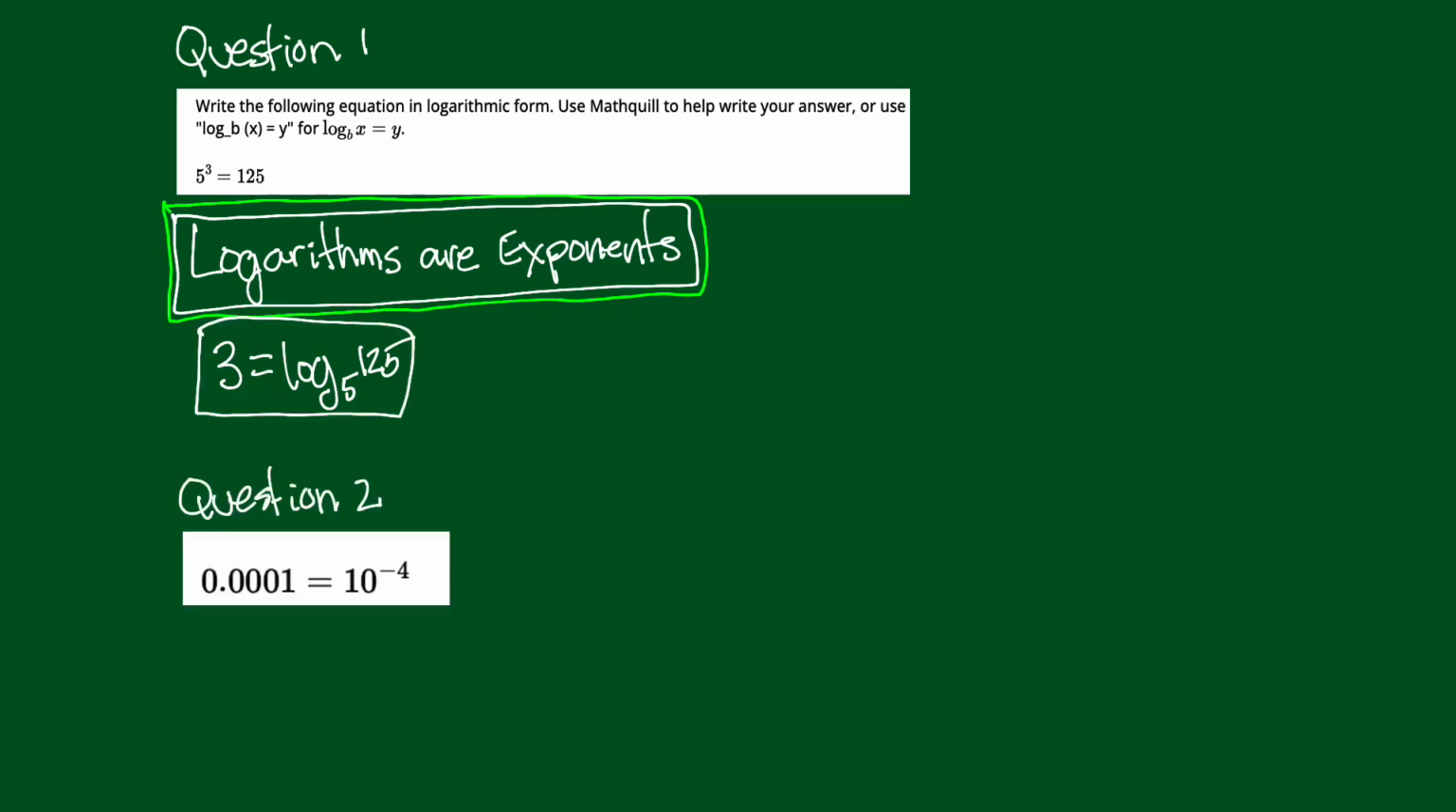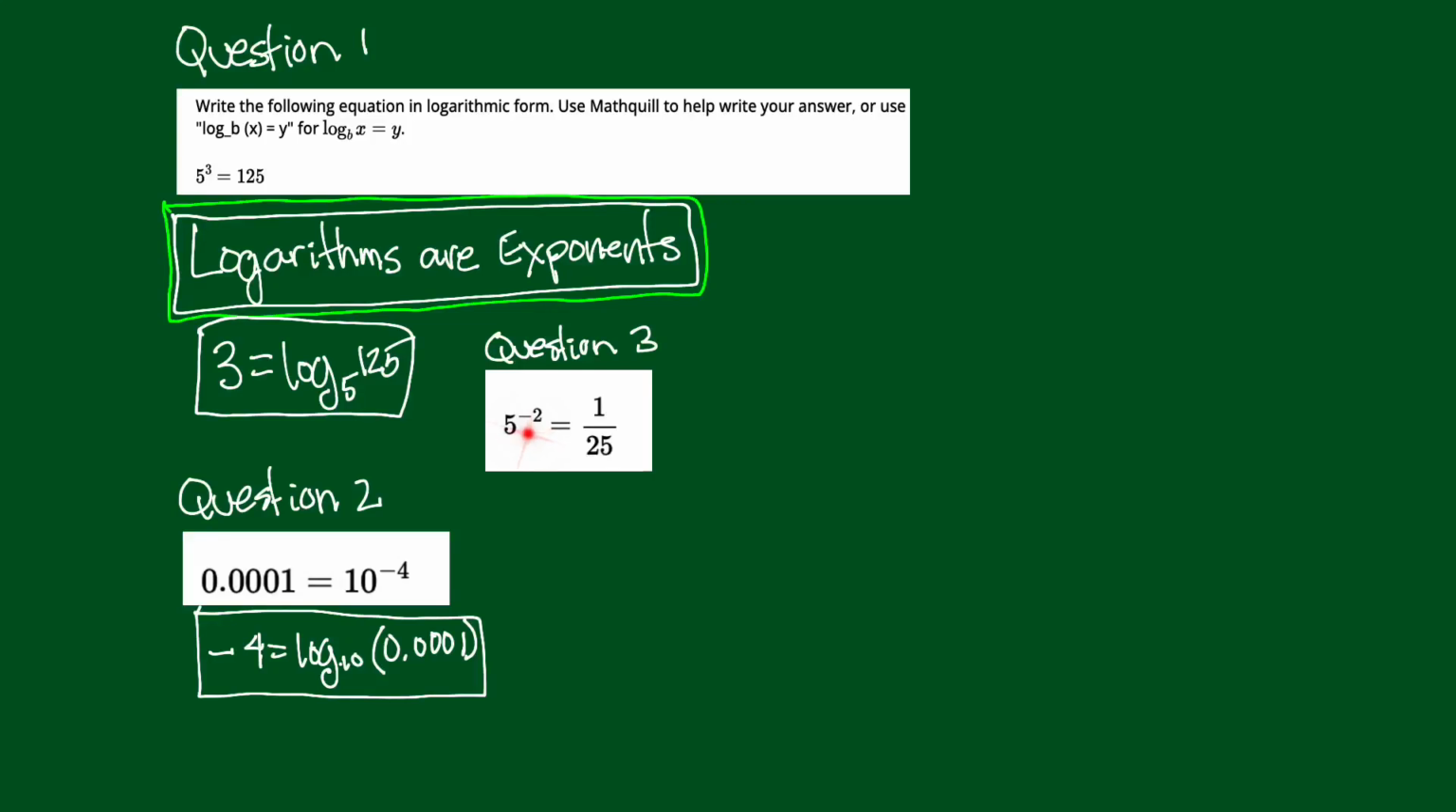In question 2, let's convert this exponential form to logarithm form. So all I'm going to do here is remember that logarithms are exponents. So what's the exponent up here? The exponent is -4. So exponents are logarithms. So I'm going to write here that -4 is equal to the logarithm. Now what's the base? The base on this exponential is 10. Log base 10 of, now I'm going to put parentheses here, 0.0001. And if I read it, it says the logarithm is the exponent.